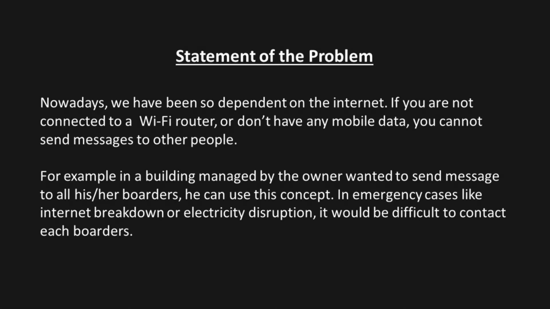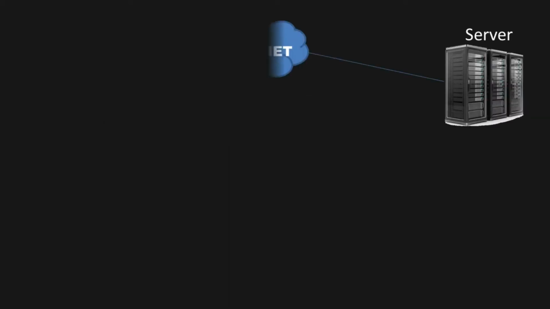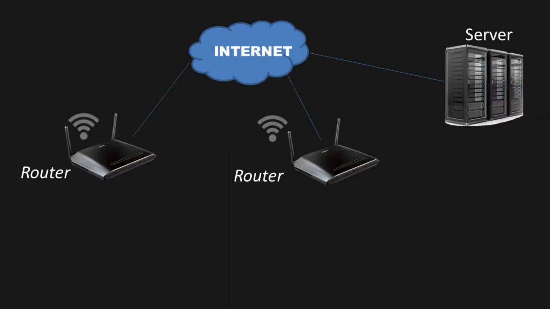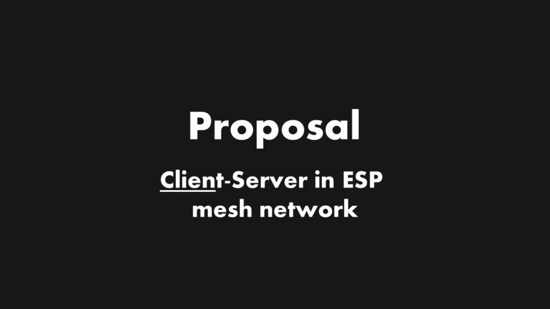In emergency cases like internet breakdown or electricity disruption, this project is very useful. In this architecture, there should be a Wi-Fi router in our home to be able to send messages to other people connected in the network. But what if there is no internet connection? That would be a problem.